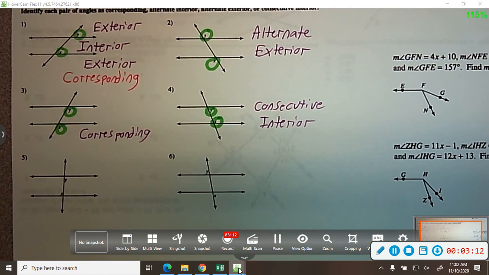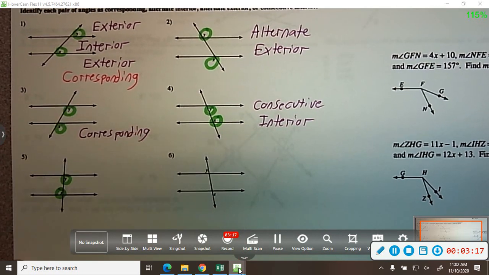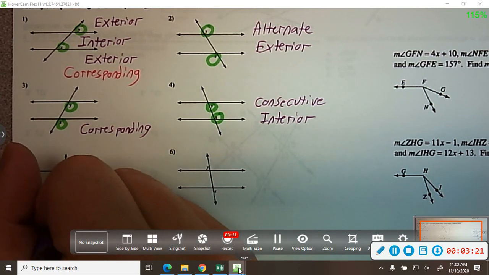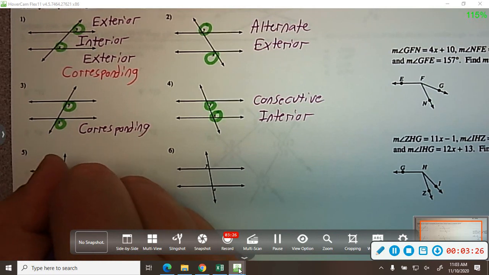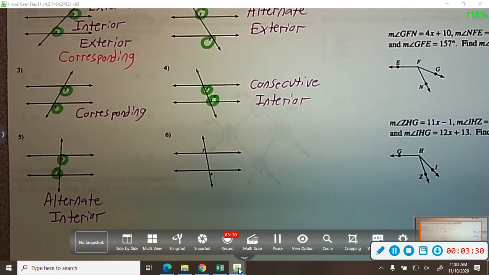Next, we have Y on the inside, X on the inside, but they're on alternate sides. So we call those alternate interior. And by the alternate interior angles theorem, if a transversal intersects two parallel lines, then the alternate interior angles are congruent. So if this is 100 degrees, this is also 100 degrees.